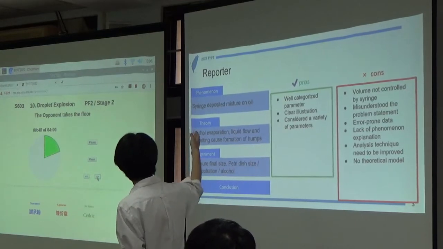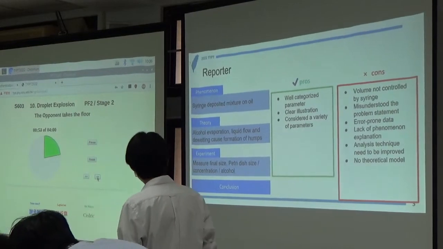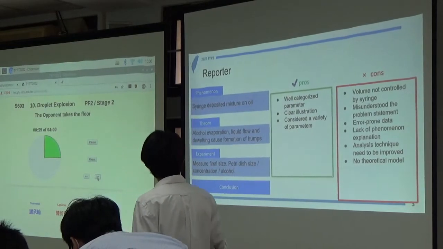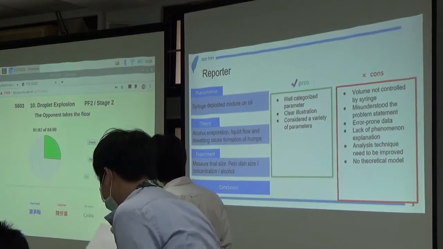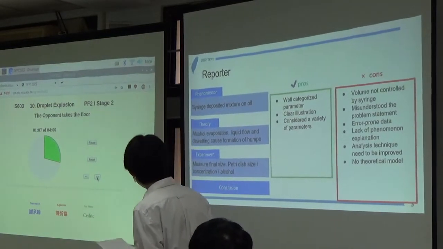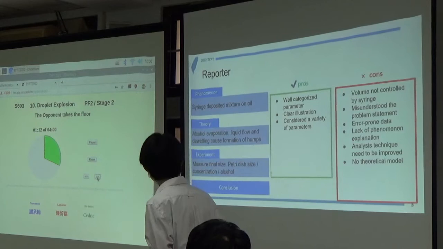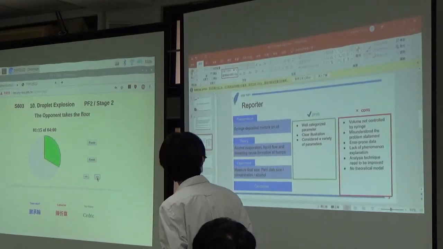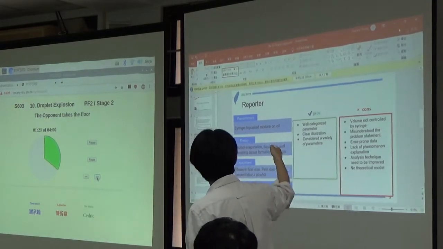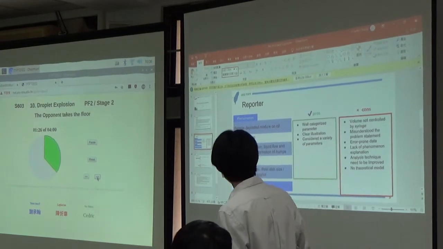So the phenomenon is the syringe. They use a syringe to dispose the water, alcohol or water-IPA mixture on oil. Then the theory, which is the alcohol evaporation, liquid flow, and the wetting causing formation of pumps. For their experiments, they measure the final size, petri dish size, and concentration of alcohol and IPA. For the reporter's pros: well-characterized parameters, clear illustration, and maybe three parameters.